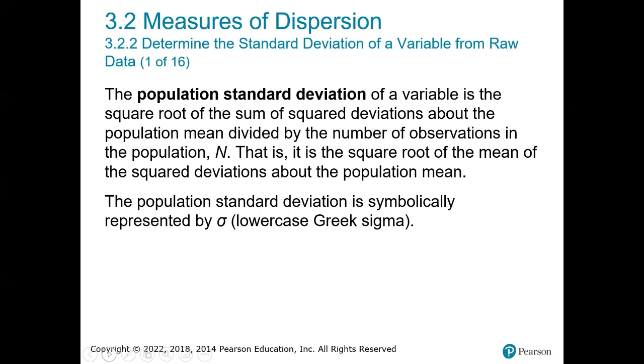The population standard deviation of a variable is the square root of the sum of squared deviations about the population mean divided by the number of observations in the population. That is, it is the square root of the mean of the squared deviations about the population mean. Basically, what I just read to you is the formula to calculate standard deviation. It probably makes zero sense to you, so I will try my best to explain a little better what a standard deviation is.